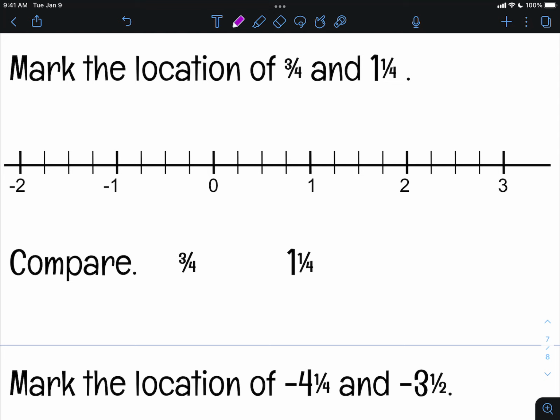Let's find some fractions on the number line. 3/4. So 3/4 is greater than zero. So we're gonna move this way from zero. And there's little tick marks. It's dividing this up into 1, 2, 3, 4 equal parts. But we only move three of those. So 1, 2, 3 of the four equal parts. So that means 3/4 is right here.